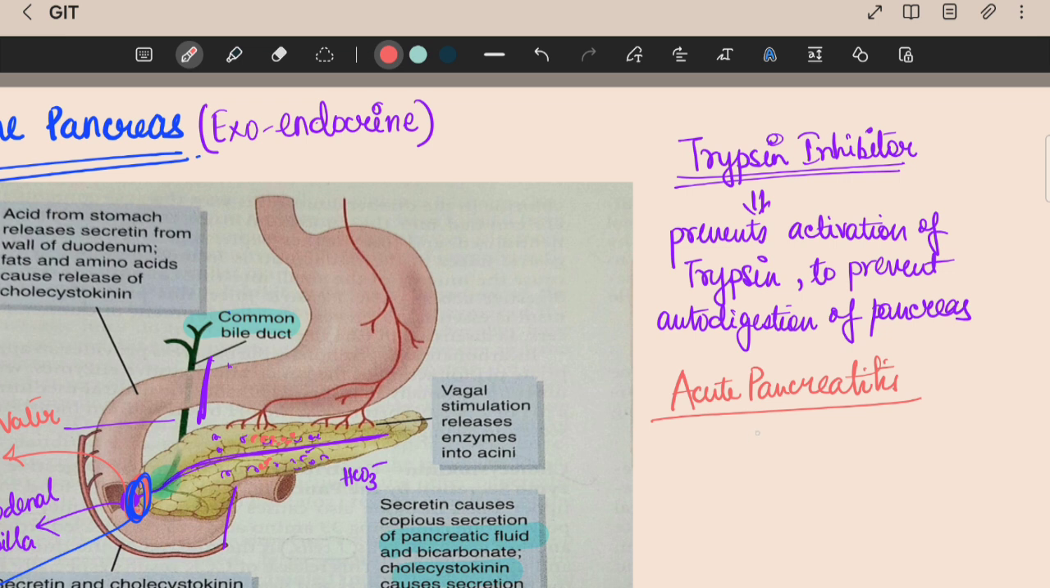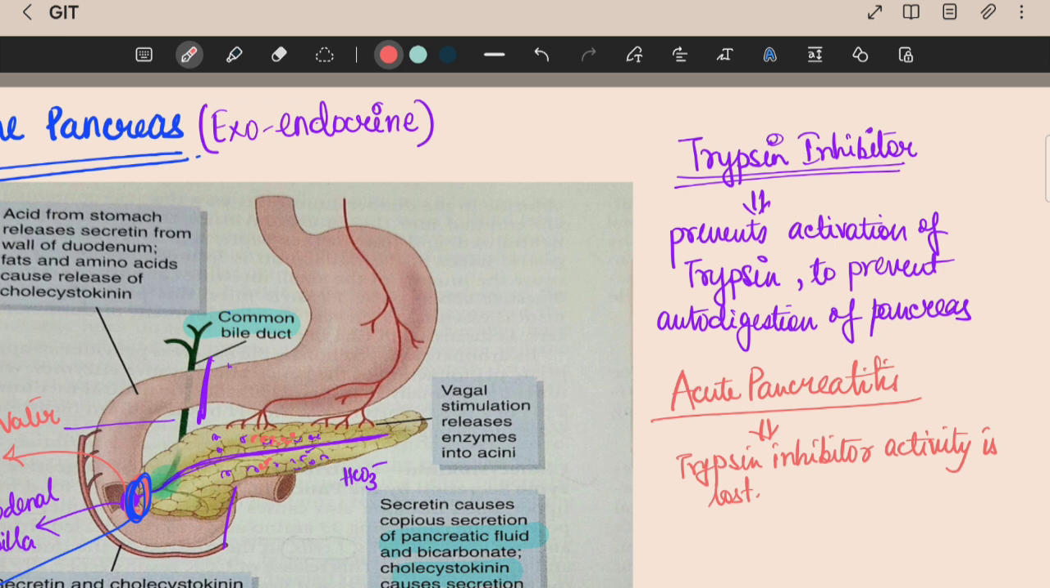So what happens in acute pancreatitis? The activity of trypsin inhibitor is lost. Why is it lost? Because when there is already an excess amount of pancreatic juice present, that particular inhibitor is not sufficient to inhibit trypsin to that level. Trypsin inhibitor becomes inefficient. It cannot inhibit the entire amount of trypsin that is produced, because trypsin is not released into the duodenum, since there is already a blockage or some other pathology.